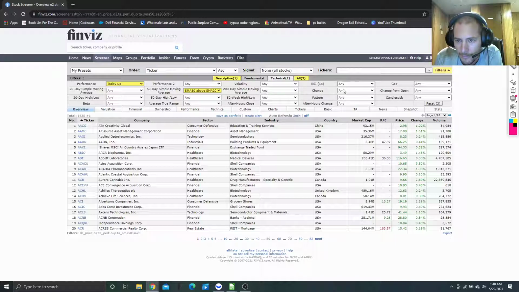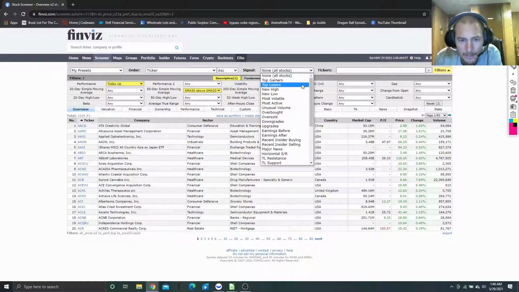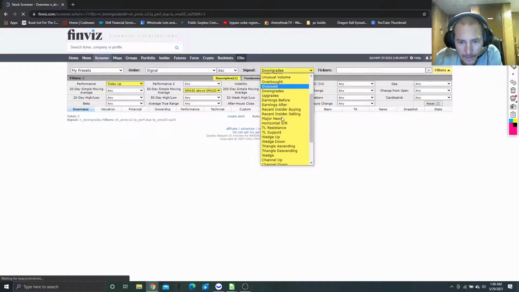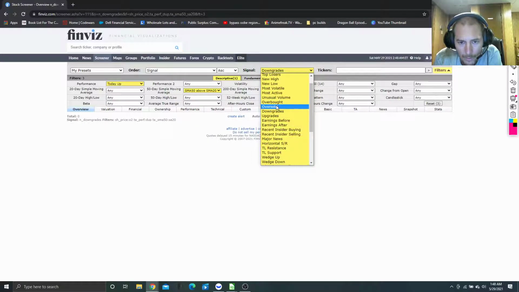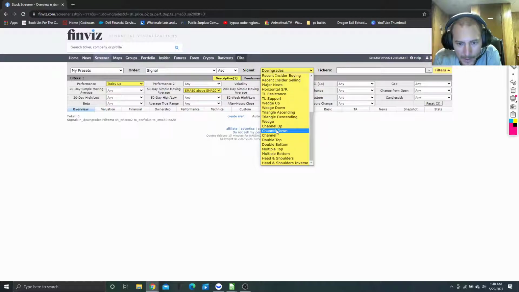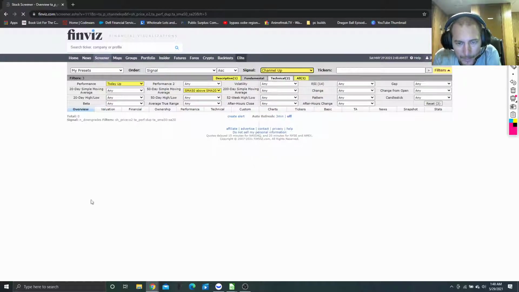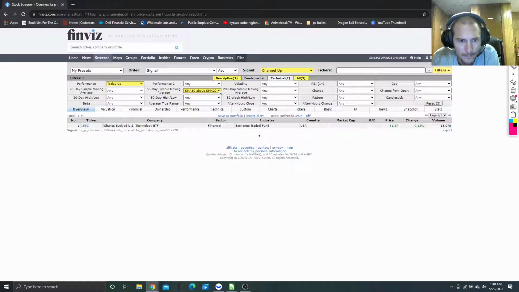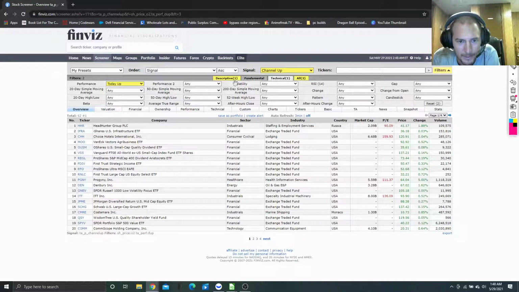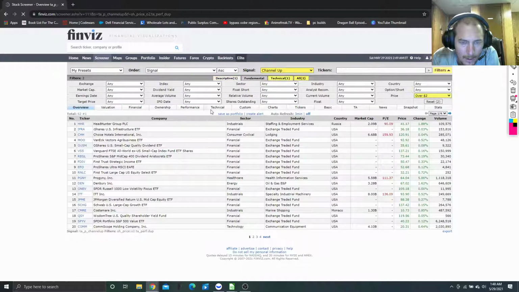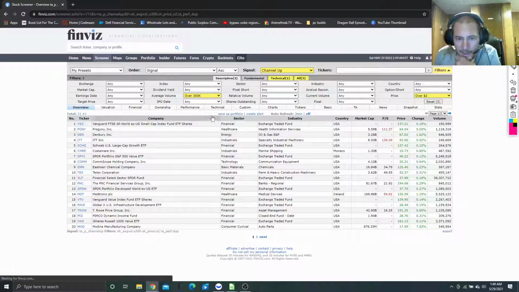And then we are looking for signal. We're going to look at a couple signals here. What we want is channel up for longs. Oh wow, apparently we're not having any. There we go. Let's just do channel up, and then let's find our volume. Where's our volume? Should be here under descriptive, average volume. We want to make sure our volume is over 300K, because we don't want to trade anything that's very thinly traded and then we can't get out of it.